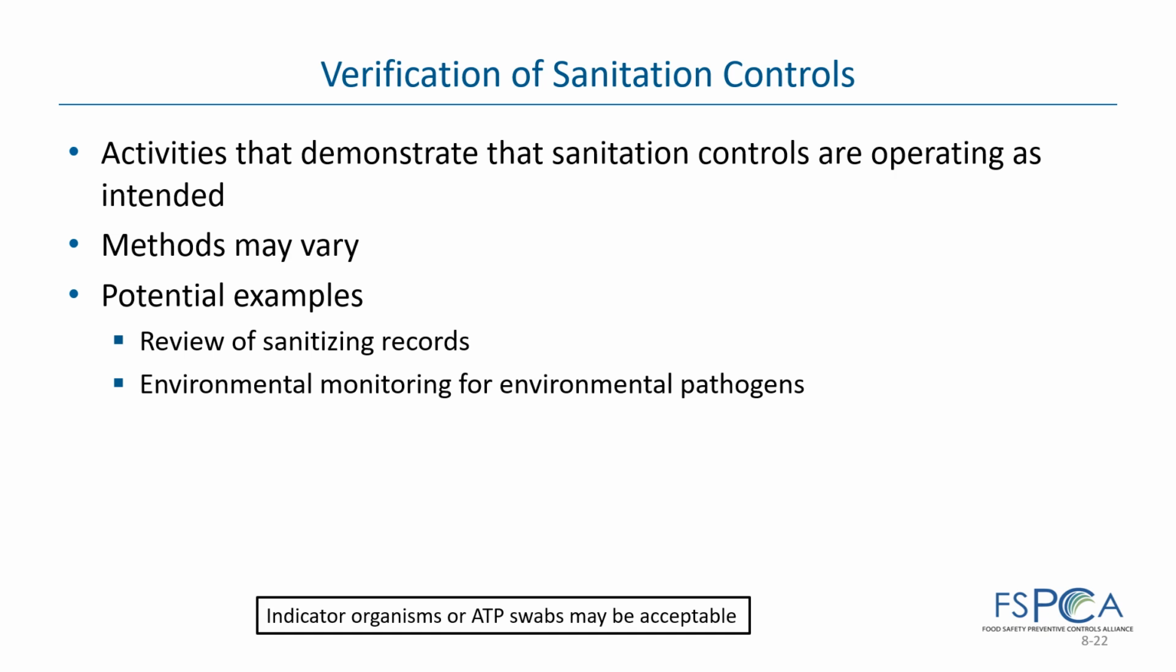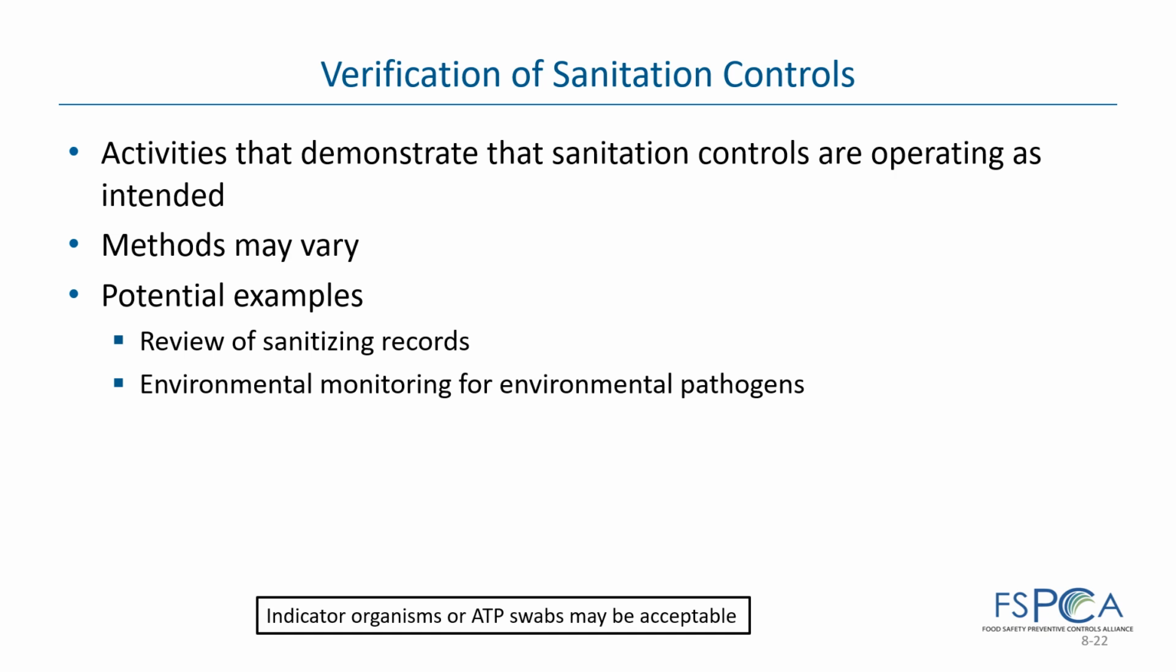So how do we verify sanitation controls? Remember that validation is part of this, and we're not required to validate sanitation controls, but we can verify through a lot of different activities. These are activities that demonstrate that sanitation controls are operating as intended. Remember, we already designed them, we already decided to do them, now they're in place and we need to demonstrate that they're operating as intended. Methods are going to vary. Make sure you do something that makes sense for your facility. But potential examples could be reviewing those monitoring records, reviewing those sanitizing records, or an environmental monitoring program.